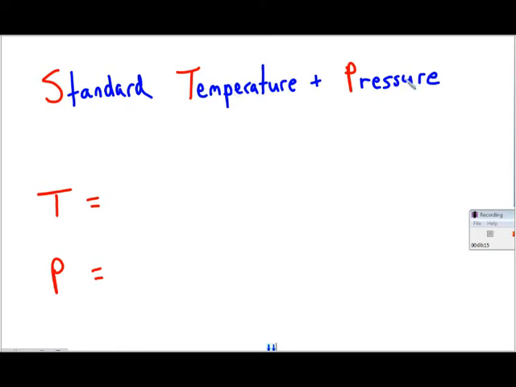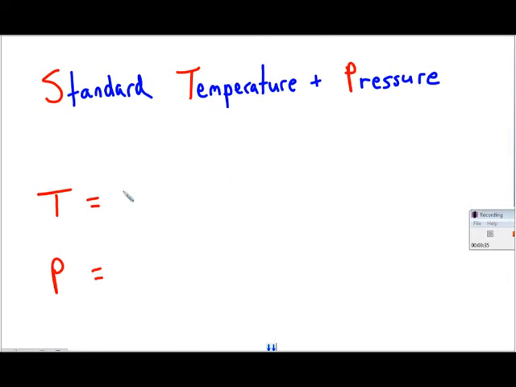So scientists all over the world want to be talking about gases, and when they talk about it, they need a set of standard conditions, so that way they can talk back and forth and be talking about the gas and figure out the number of molecules and things like that. And so they need to make sure they're talking about the gas at the same temperature and same pressure.